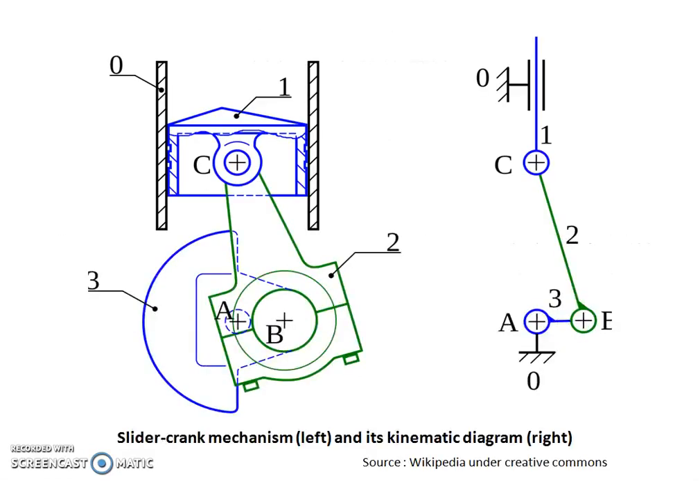Here is an example. The translatory motion of the piston in this slider crank mechanism is converted into rotary motion of this crank over here. In this problem, the inertial forces and masses are neglected, and this becomes a kinematic problem. You can see that this is the crank and this is the arrangement of the piston and cylinder. So there is a sliding pair over here, and the forces and masses are neglected, so it becomes a kinematic problem. This is called the kinematic diagram.